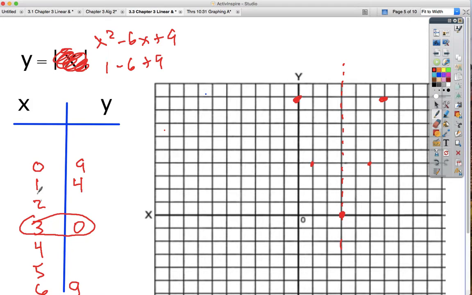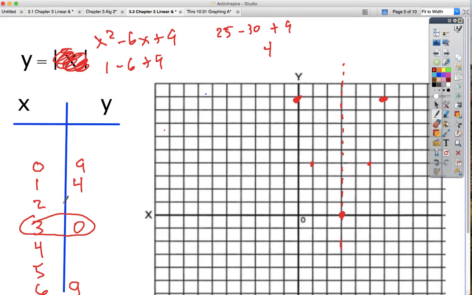So if we put in, remember, 5 now. So 5 squared is 25. And then negative 6 times 5 is negative 30 plus 9. Well, 25 and minus 30 is minus 5. Minus 5 and 9, it's 4. So we get the exact same thing.